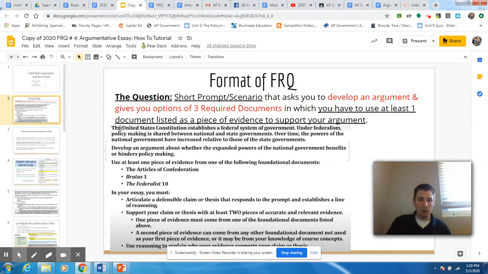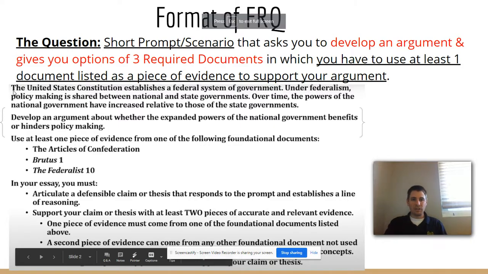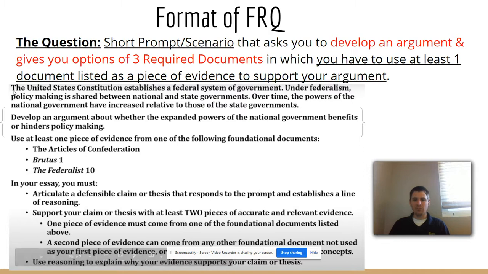You'll see the top part right here. I'm going to put it in present mode. The top portion is the prompt. The United States Constitution establishes a federal system of government. Under federalism, policy making is shared between national and state government. Over time, the powers of the national government have increased relative to the state, right? The federal government has gotten bigger. Develop an argument. Say yes or no. That's what that means, as to whether the expanded powers of the national government benefits or hinders policymaking. Policymaking refers to making laws.